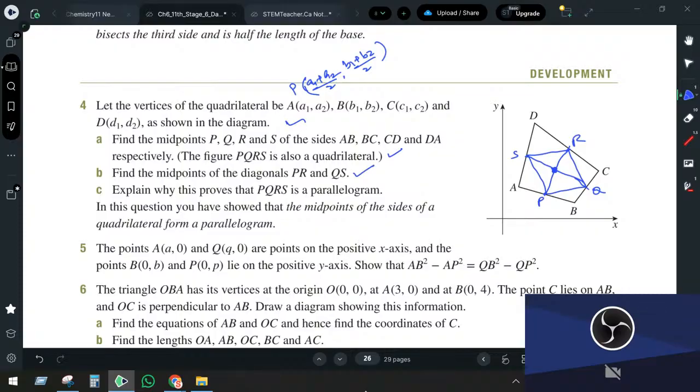Explain why this proves PQRS is a parallelogram. In this question, you have shown that the midpoints of the sides of the quadrilateral form a parallelogram. Any quadrilateral, if you take the midpoints of its sides, forms a parallelogram.